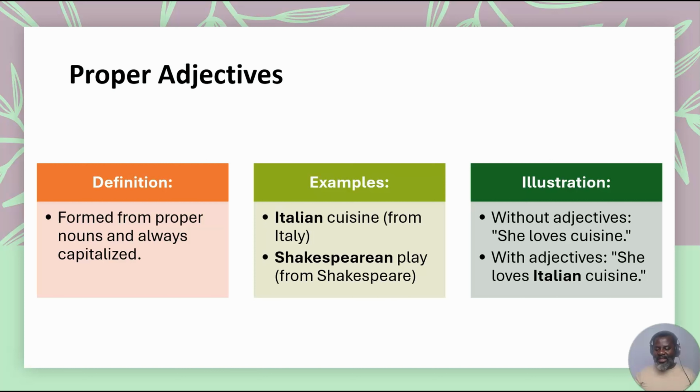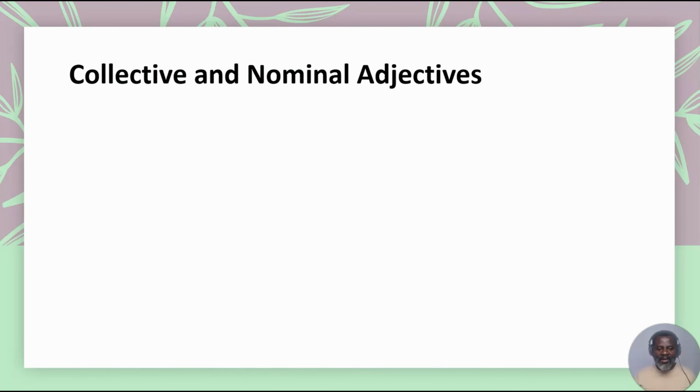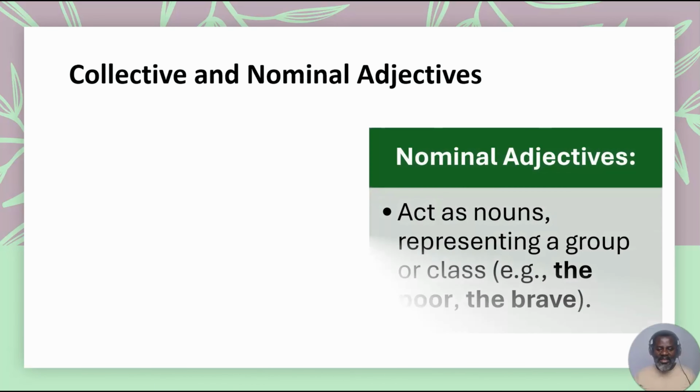I'll give you an example. We can write this sentence without proper adjectives like, she loves cuisine. And then we can say, she loves Italian cuisine. You can see how these adjectives work and you can use them. You can say, I love Zambian dish, I love Nigerian. Mostly these will come from proper nouns. All the time, actually, they'll come from proper nouns. Let's look at collective and nominal adjectives.